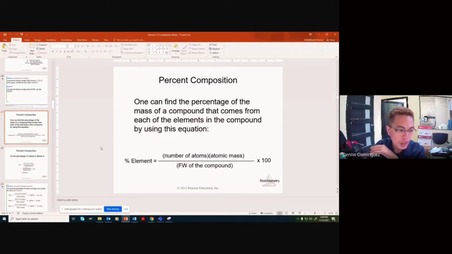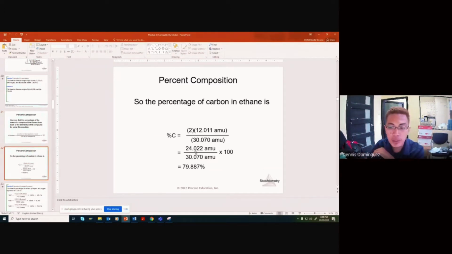So say for example, you are looking for the percentage composition of carbon in ethane. Ethane is C2H6. So if you want to get the percentage composition, you multiply the mass of the C or carbon times the number of atoms present in the C2H6, which is 2. And then you divide it by the formula weight of ethane, which is 30.070. The atomic weight for carbon is 12.011. So the percent composition of C in ethane is 79.887.